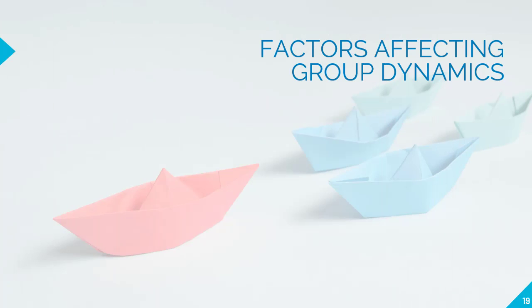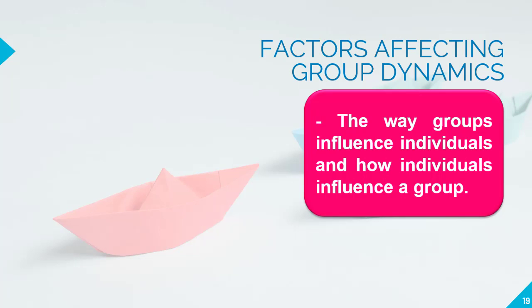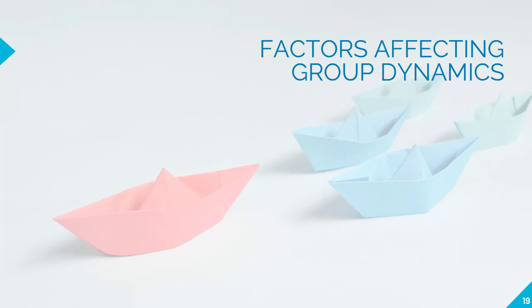Some factors affecting group dynamics. Group dynamics' main concern is about how a specific group can influence an individual and how an individual influences a group. Factors affecting such dynamics are the following. Group size. The larger the group, the more difficult it is to maintain internal equilibrium and more conflicts are expected to arise. Type of group goals.